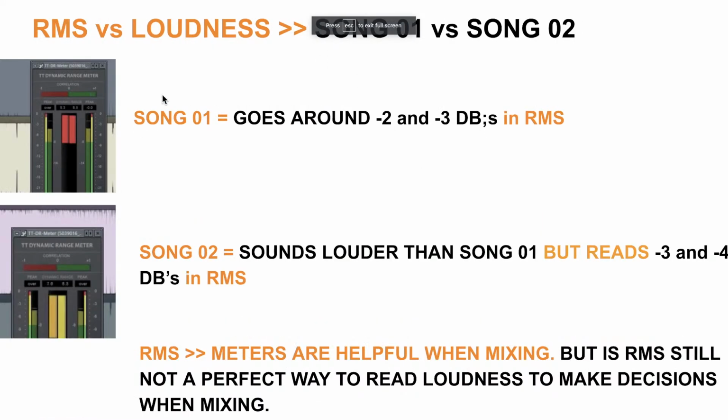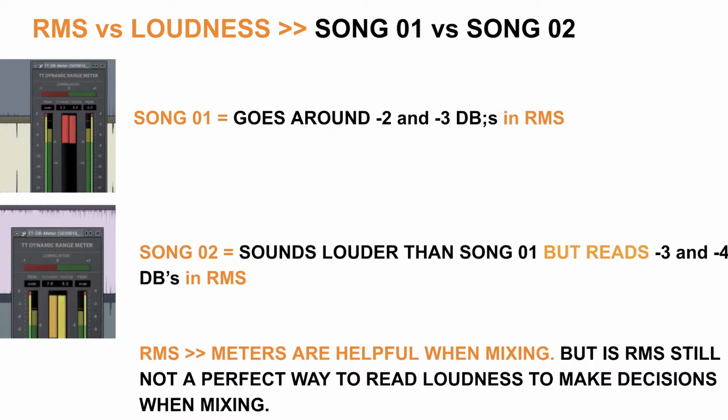There is another case, where song 1 goes around -2 and -3 dBs in RMS, but song 2 sounds louder than song 1, yet it reads a little bit less in RMS. So that can happen sometimes, that something sounds louder than the other, but it reads less level of RMS. RMS meters are helpful with mixing, but still RMS is not a perfect measurement of loudness. It's not designed for that.